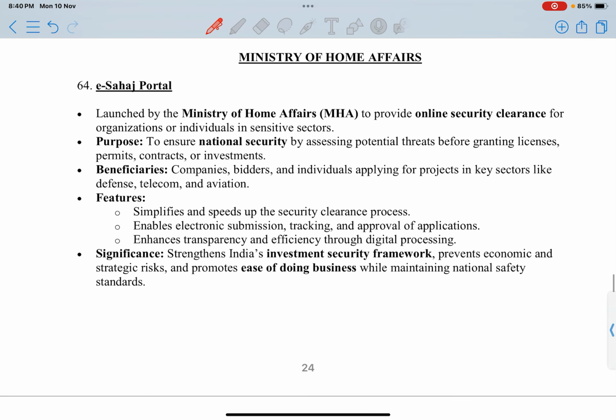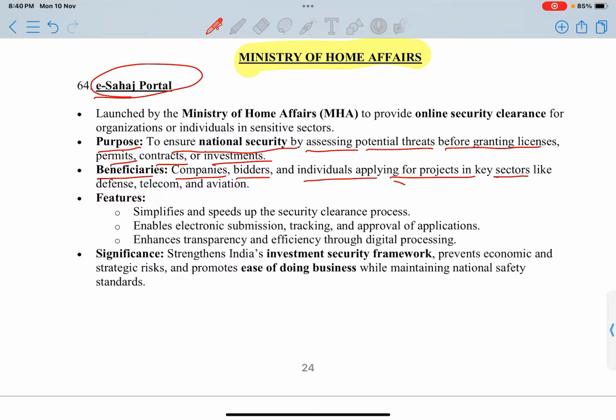Ministry of Home Affairs. Under this ministry, there is a portal, the e-Sahaj portal. What is this? The purpose of this portal is to ensure national security by assessing potential threats before granting licenses, permits, contracts, and investments. Who are the beneficiaries? Companies, bidders, and individuals applying for projects in key sectors like defense, telecom, and aviation. What are the features? It simplifies and speeds up the security clearance process, enables electronic submission, tracking and approval of applications, and enhances transparency and efficiency through digital processing.